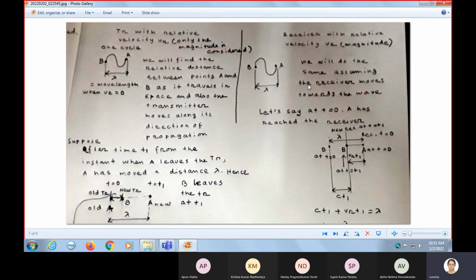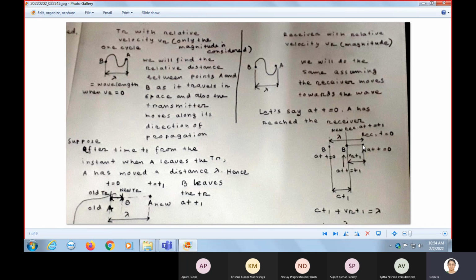Now in this case, what is happening? The transmitter is stationary. We assume that the receiver is moving towards the transmitter. So let's say at t is equal to 0, point A reached the receiver here. And this is where B was at t is equal to 0. We know the distance between A and B originally is lambda.